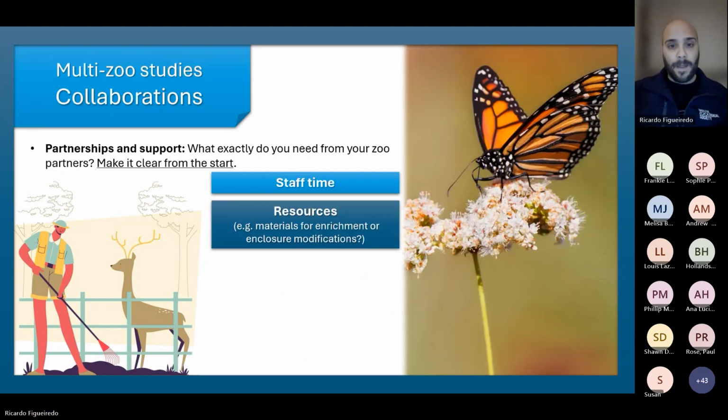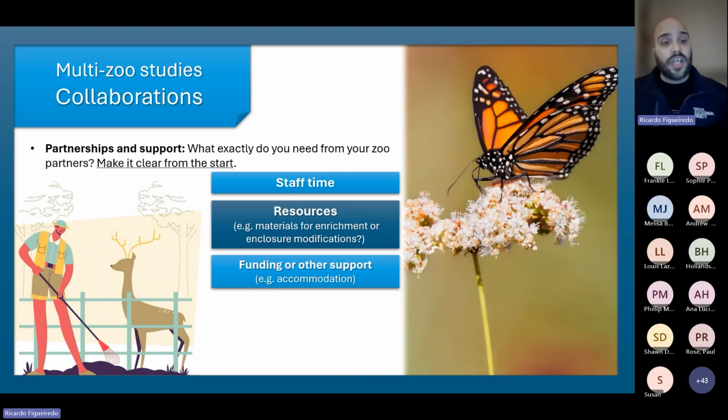from their staff. Particular resources, so for projects that involve, for example, testing an enrichment or trialing some modifications to the enclosure, of course, you need to bring the zoo on board with the idea, whether they're happy or not with that kind of manipulation in their facilities. But also you need to make it clear whether you need any resources from the zoo, for example, if you need materials for those modifications, whether it's the zoo that will need to provide those materials, or whether you already somehow have the funding for that. So it's very, very important to be transparent about that.